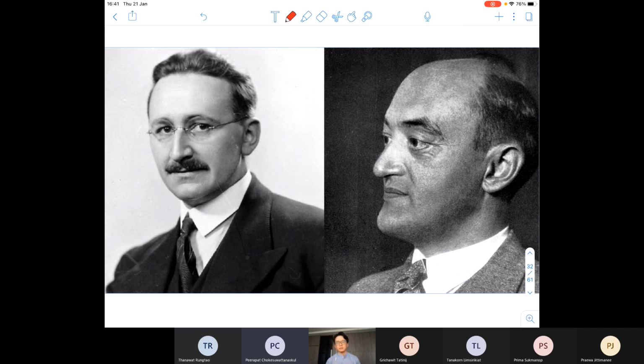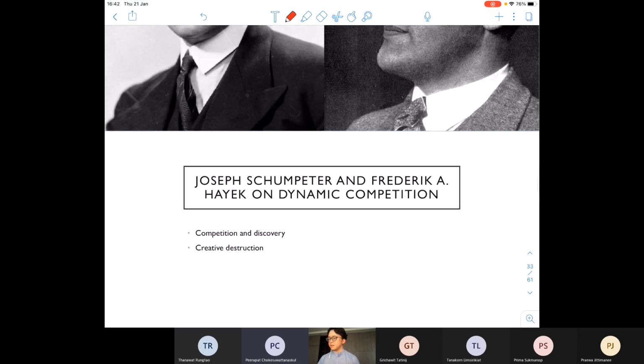And then these two guys came. The first one is an Austrian economist whose name is Friedrich Hayek, and the right one is Joseph Schumpeter. The ideas of these two are not really similar, but let me put it this way: they look at competition not in the static sense, where all players are small, can't do anything, and just set price equal to marginal cost. They believe that competition is essentially a dynamic process.